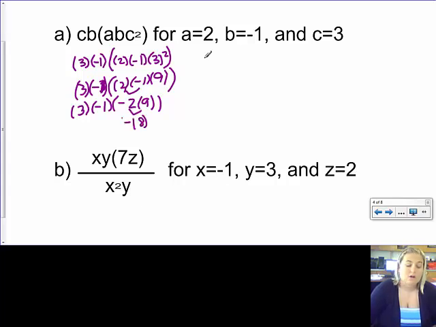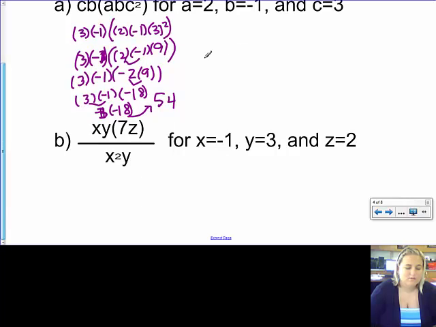Bring down everything else. 3 times negative 1 is negative 3. My computer must be acting up here. Negative 3 times negative 18. A negative times a negative gives me a positive, and I'm just going to bring my answer over here. 3 times 18 is going to give me 54. Final answer. So if you would pause and try and do part B on your own.